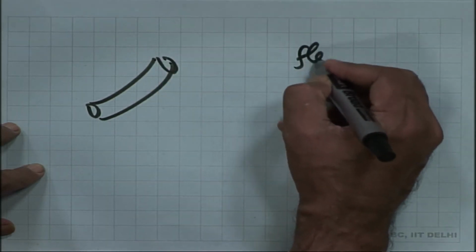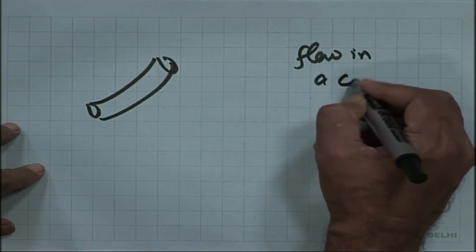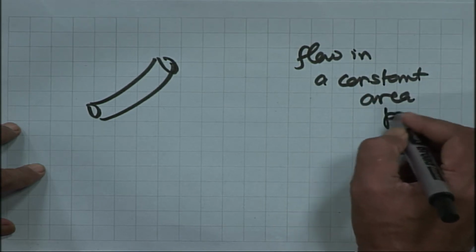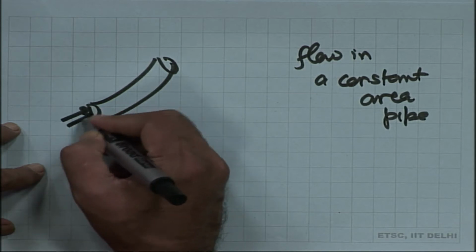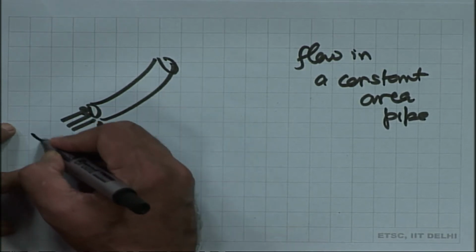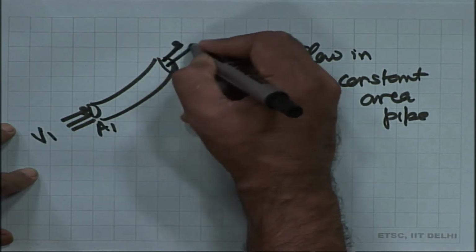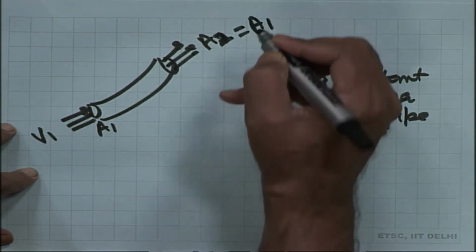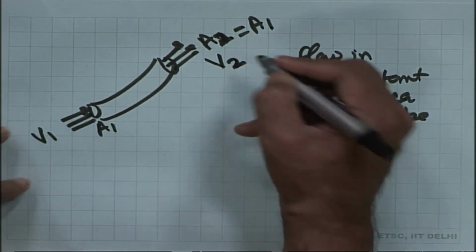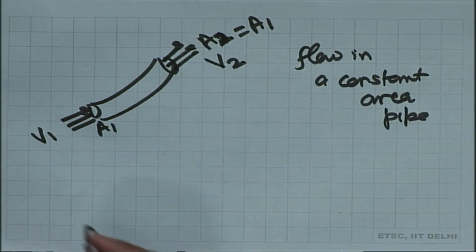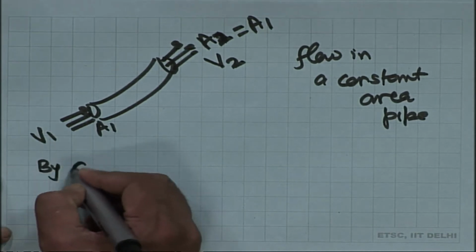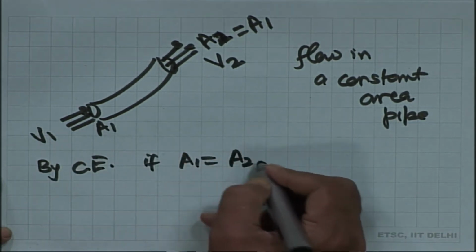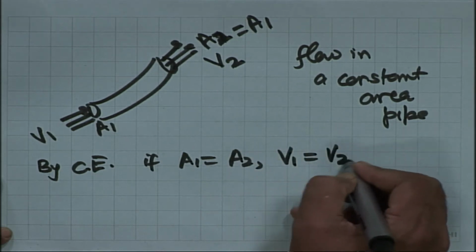So, for example, if you have flow in a constant area pipe, this is area A1, velocity V1, area A2 which is equal to A1, and velocity is V2. So, now by the continuity equation, if A1 is equal to A2, V1 is equal to V2.